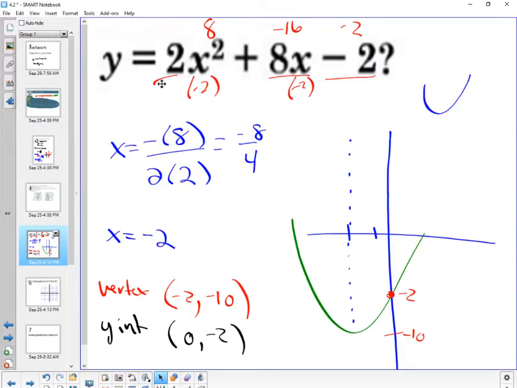Look at the a. That's a, right? Is it positive or is it negative? Positive. So it has to do this. If it was negative, it would go the other way.